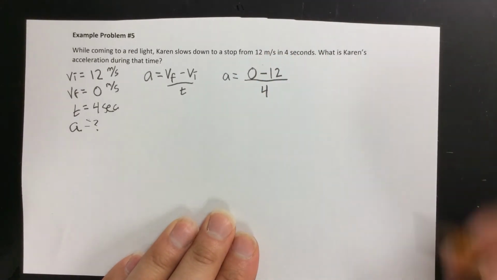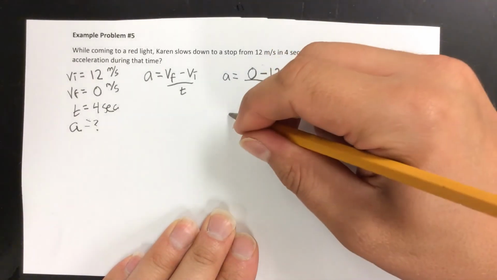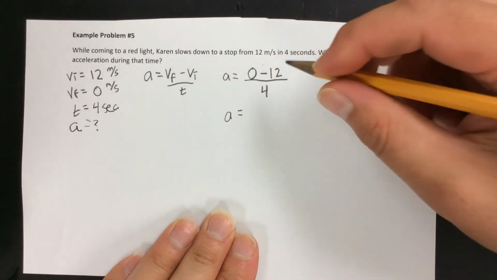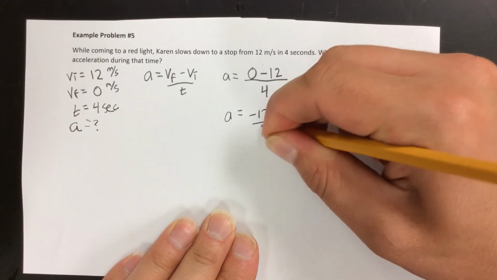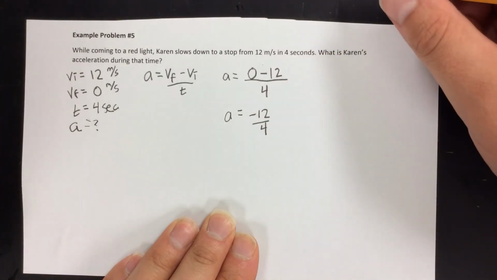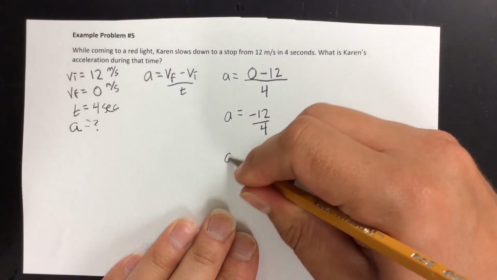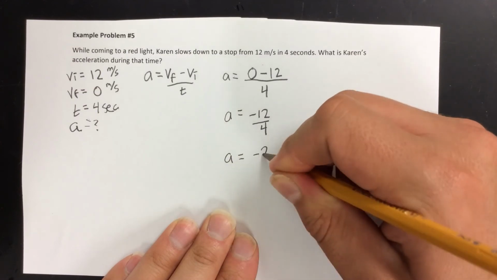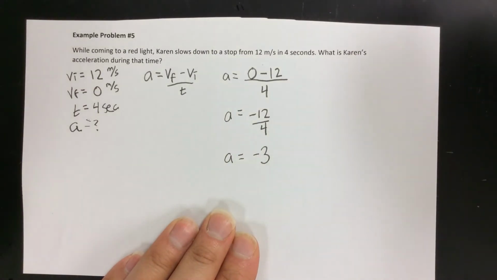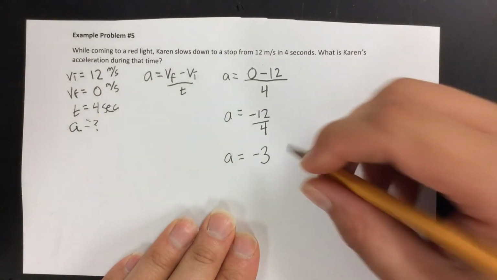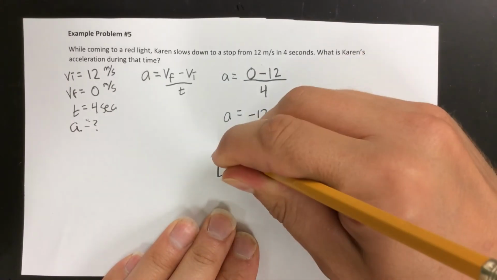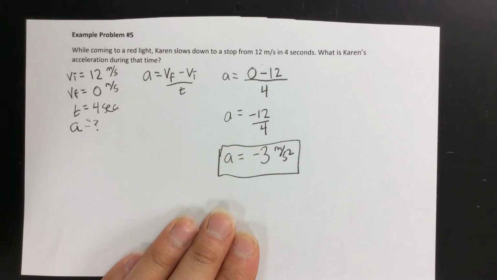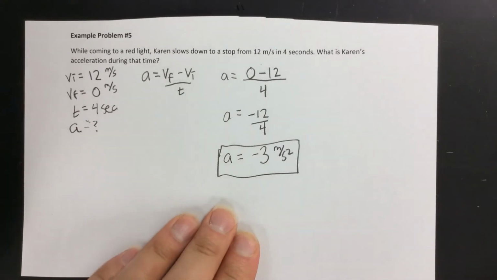And then it's time to solve. Now let's be very careful. When we solve, 0 minus 12 gives you negative 12. Don't forget that negative. And negative 12 divided by 4 gives you negative 3. And then we need our units. For an acceleration, the units will be meters per second squared. So our acceleration equals negative 3 meters per second squared.